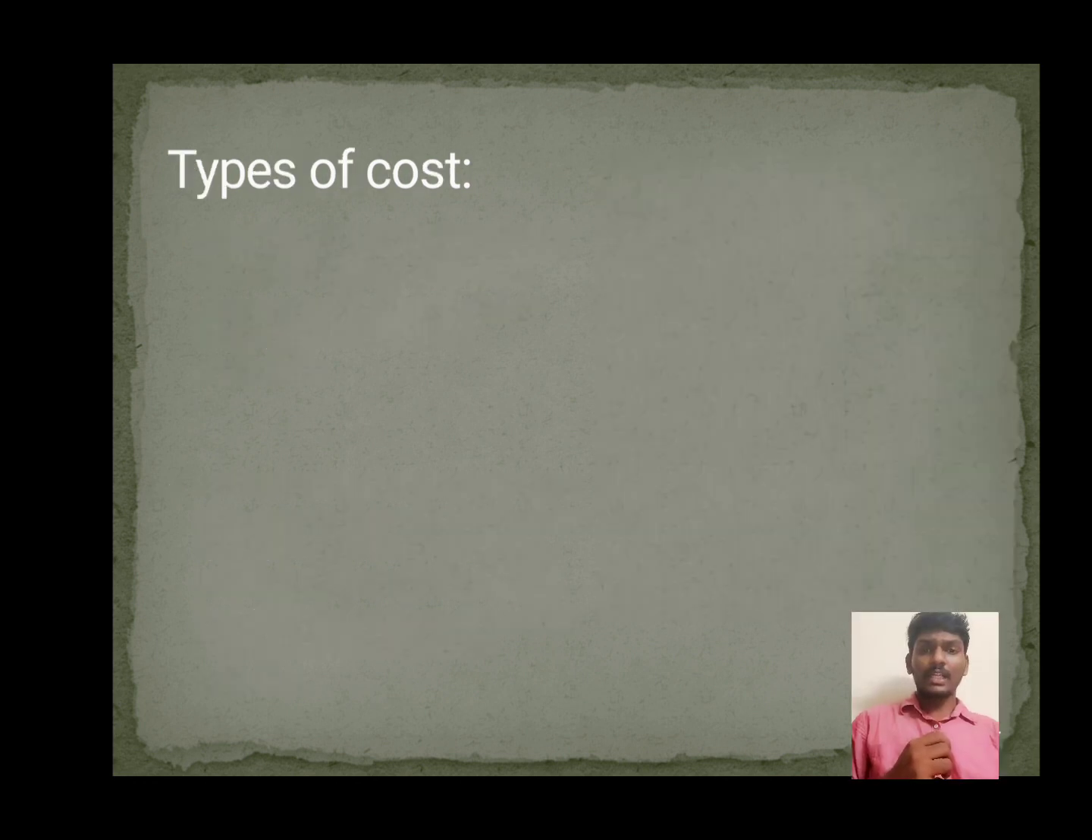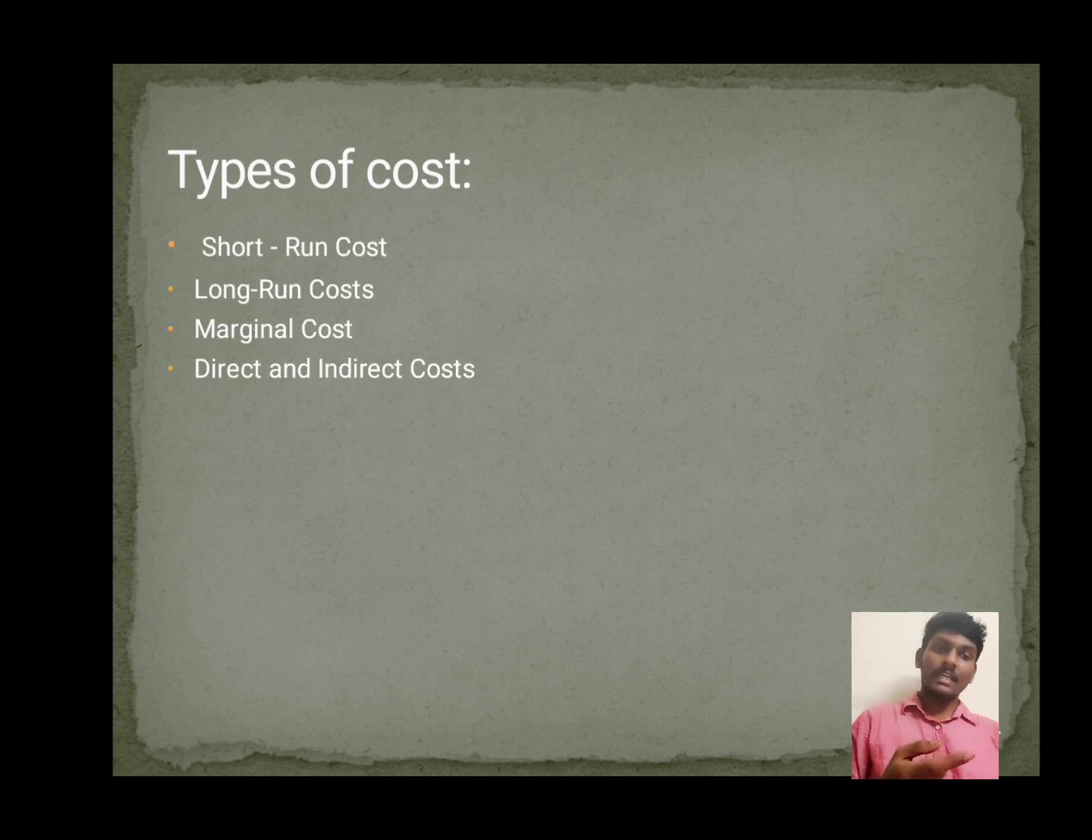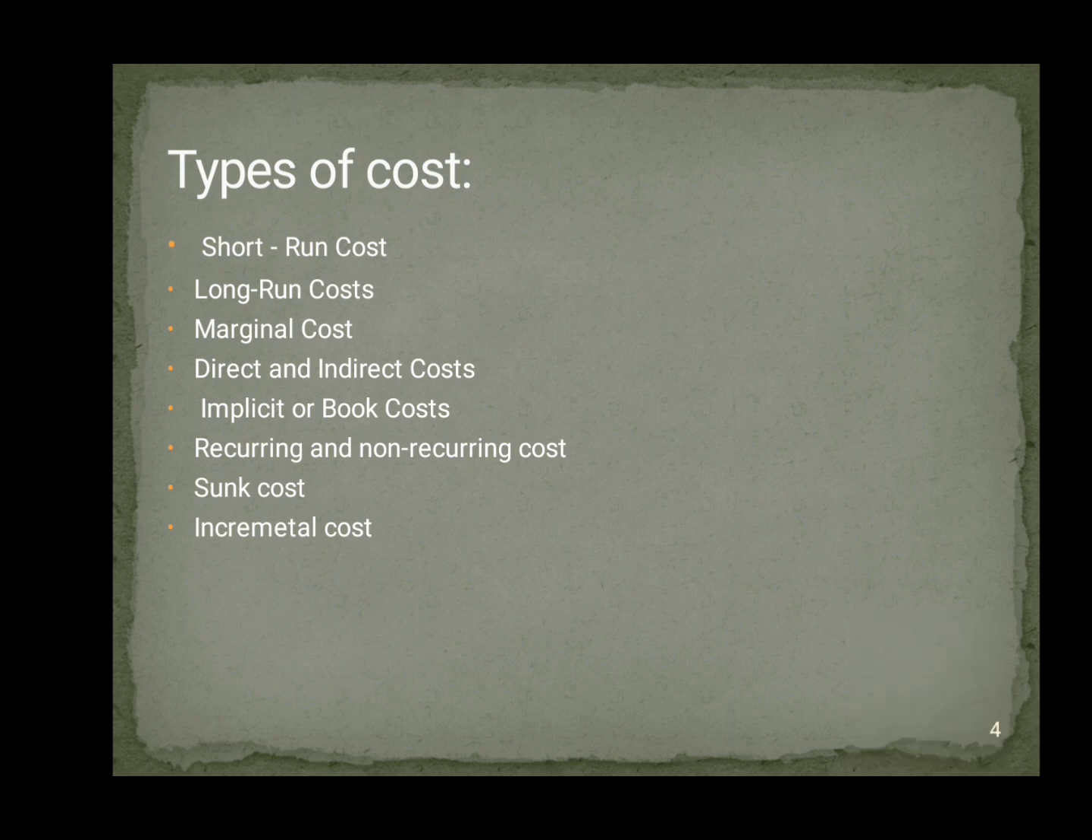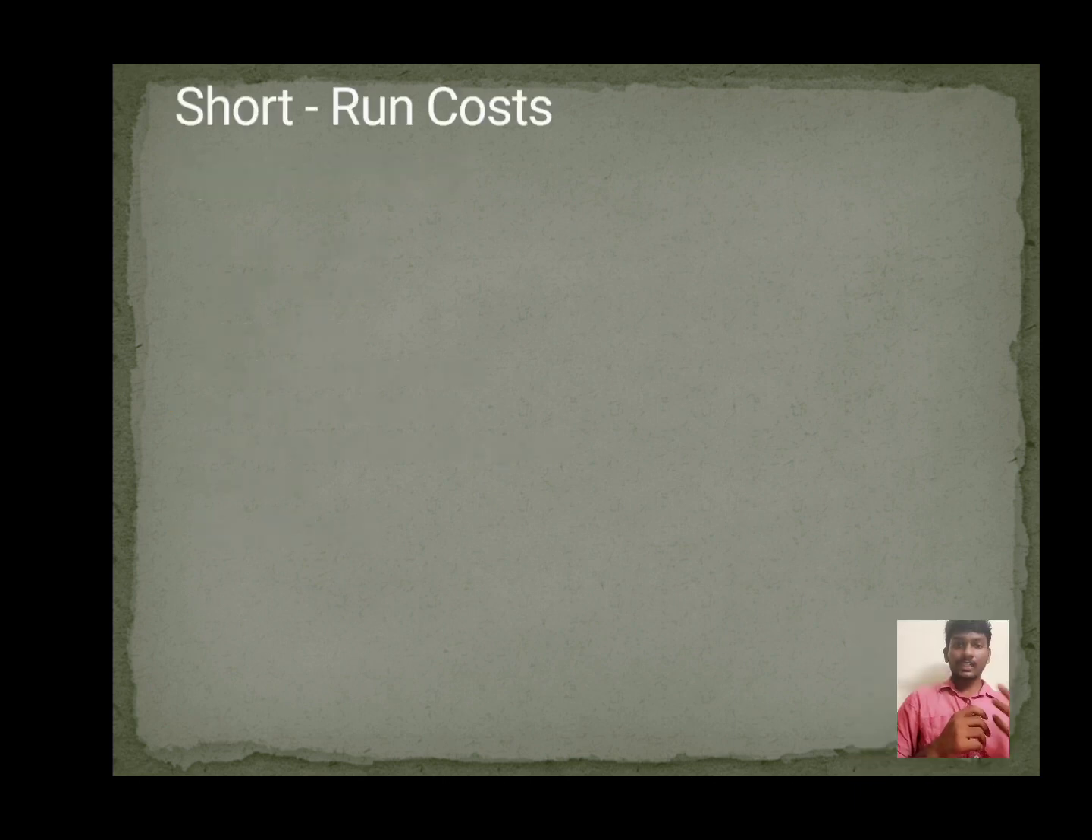There are different types of cost, which includes short run cost, long run cost, marginal cost, direct and indirect cost, implicit or book cost, recurring and non-recurring cost, sunk cost, and finally incremental cost. First, I'll start with short run cost.